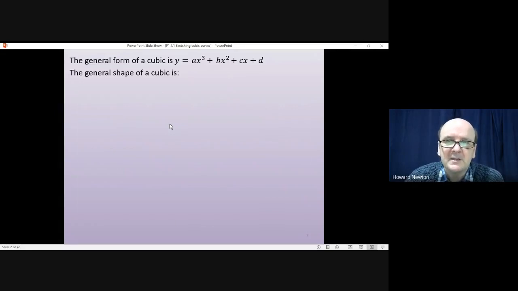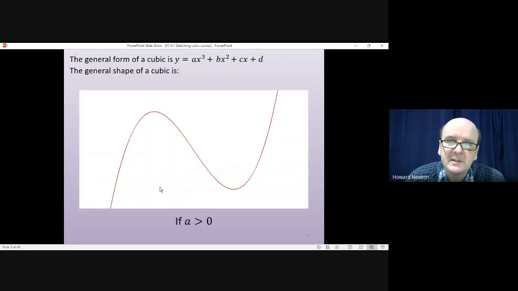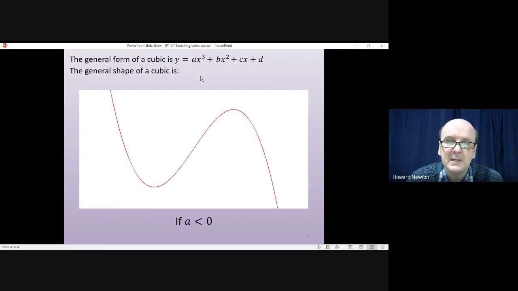The most likely thing you'll get is something like that. So if a is positive, the coefficient of x cubed, if that's a plus number, then that will probably be the shape of it. If a is negative, then a bit like with quadratics, it flips it the other way up. And you'll get something like that if a is a negative number.